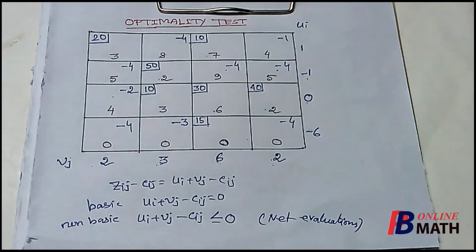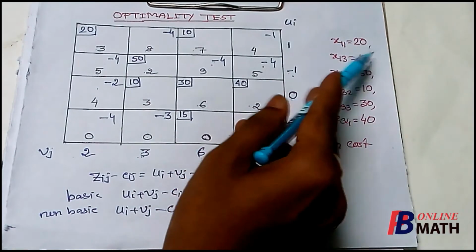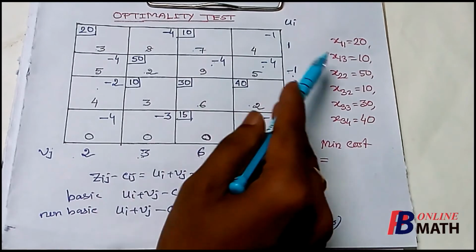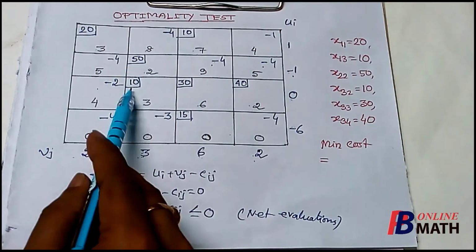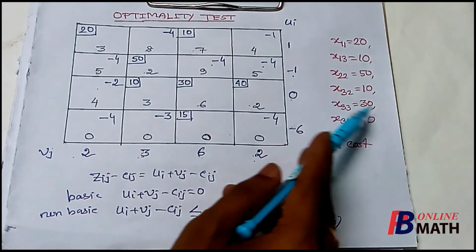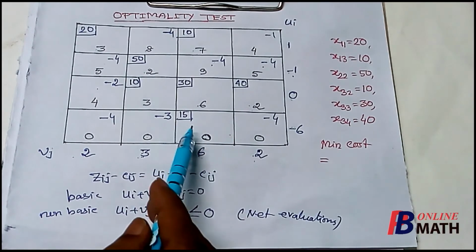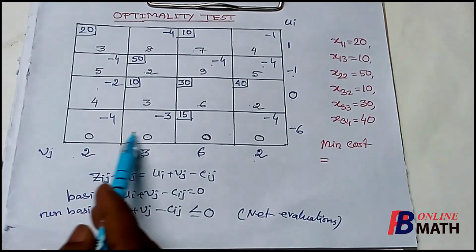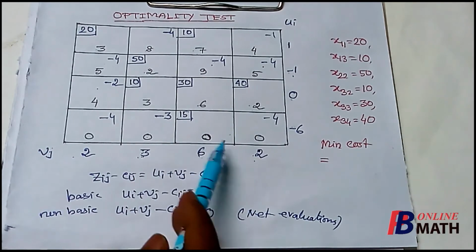So now we can write the initial basic feasible solution, that is the final optimal solution here. So we write the final solution: x11 equal to 20, x13 equal to 10, x22 equal to 50, x32 equal to 10, x33 equal to 30, and x34 equal to 40. We shall not write this value because this is not an actual origin, this was a fake origin. So we shall not consider this value.